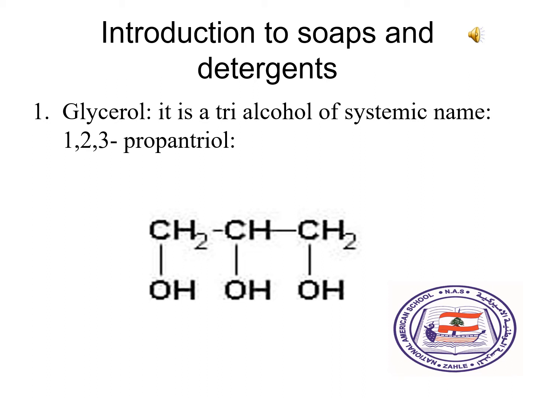Number 1, glycerol. It is a trialcohol of systematic name 1,2,3-propanetriol. Propan stands for 3 carbons in the chain as seen right here. Triol indicates that we have 3 hydroxyl groups, and the 1, 2, 3 indicate that the 3 hydroxyl groups are simply located on the first carbon, second carbon, and the third carbon.